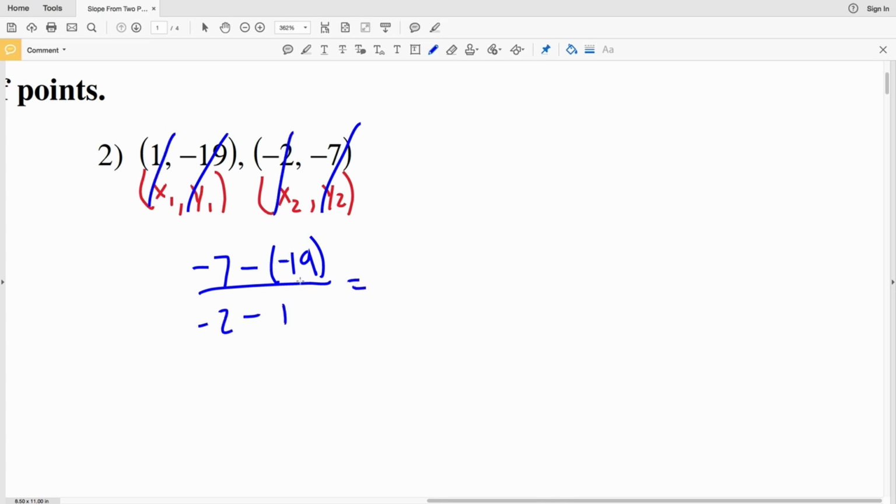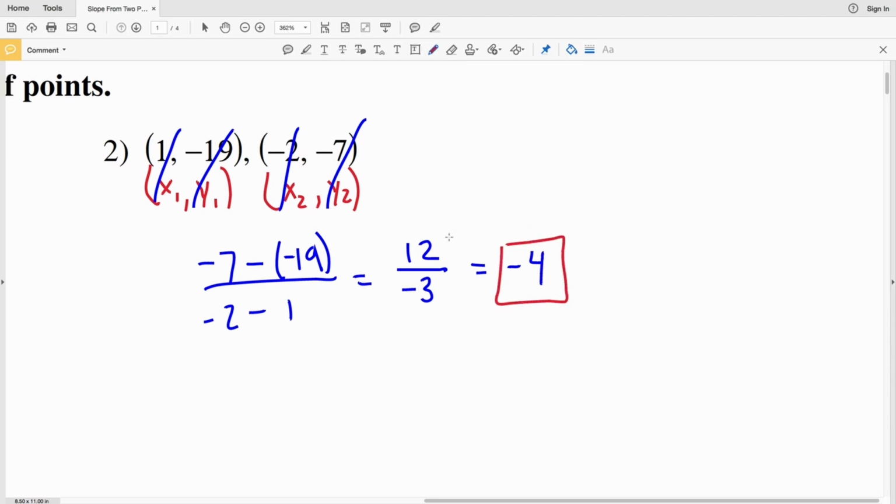Negative 7 minus a negative 19 is the same as negative 7 plus 19, which will be a positive 12. And that's going to be over negative 2 minus 1, which is a negative 3. That can simplify down into 12 divided by negative 3, which is negative 4. So for number 2, the slope using those two coordinates is negative 4.